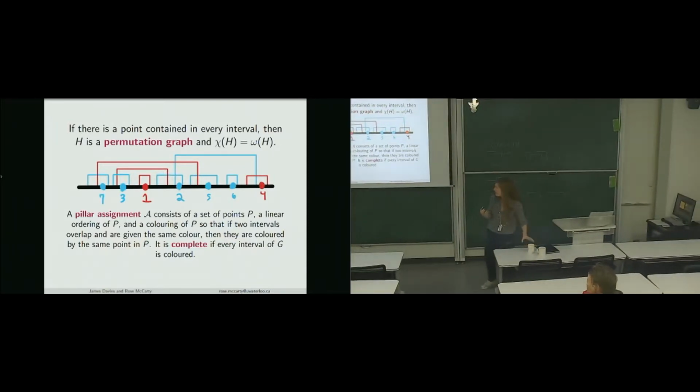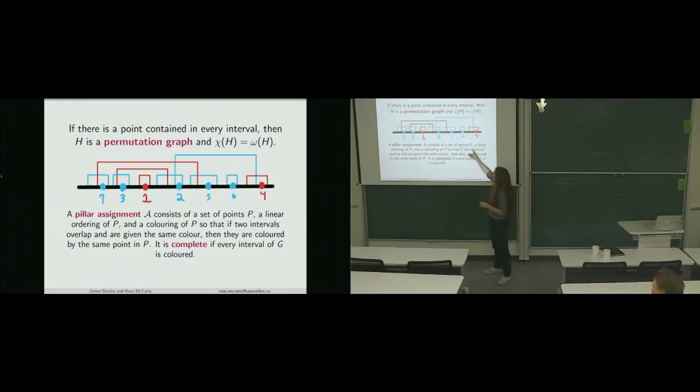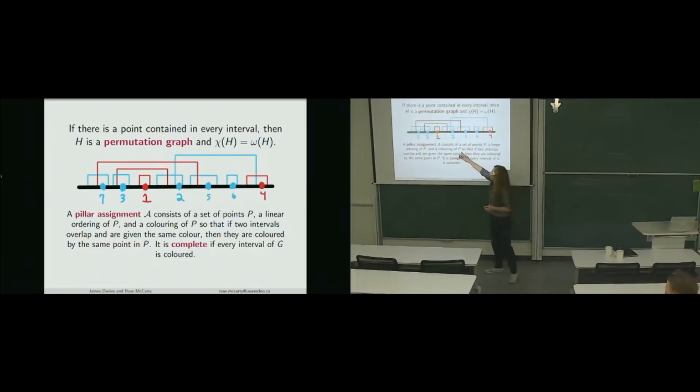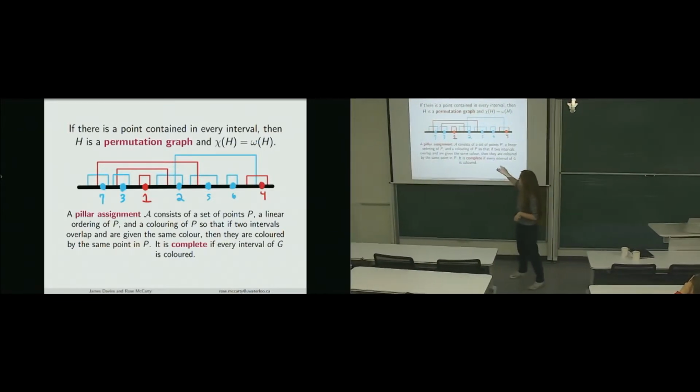So formally, the data structure we're keeping up is a set of points, a linear ordering of the points, and a coloring of the points, and it has this extra property that whenever we greedily color the intervals of the graph, as in the pictures, if two intervals overlap and are given the same color, then they're colored by the same points in P. And we say that this pillar assignment is complete if every interval of G is colored. So we're allowing pillar assignments to not color everything, just they're complete if they do color everything.